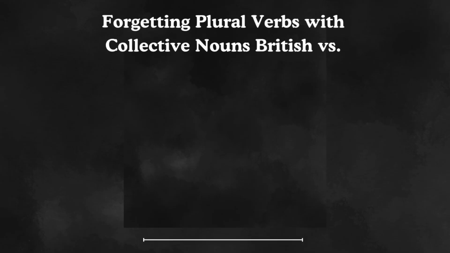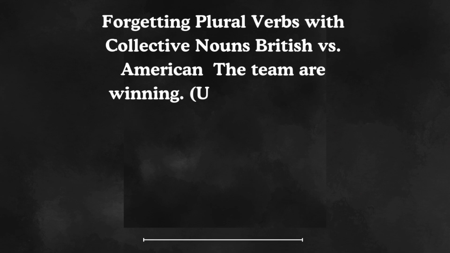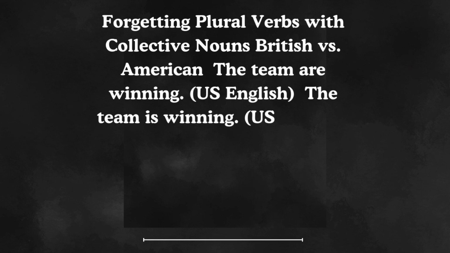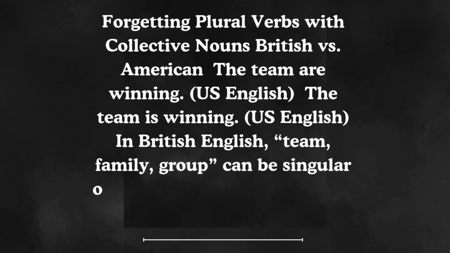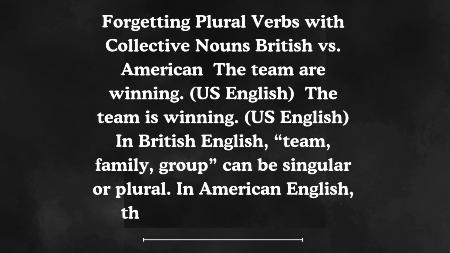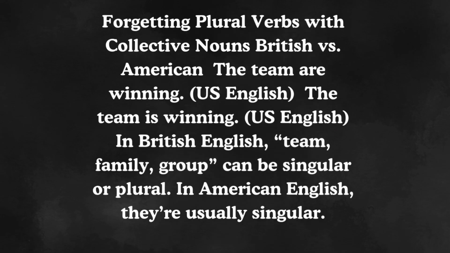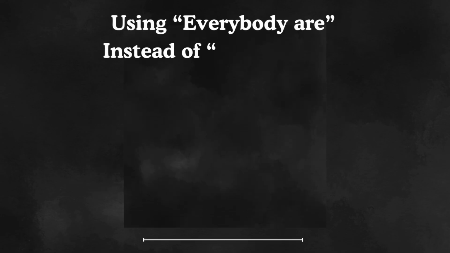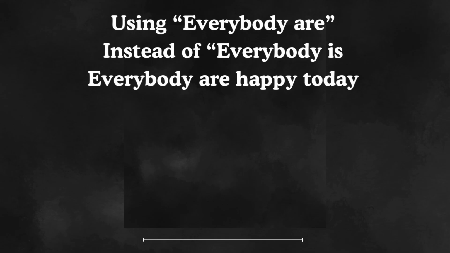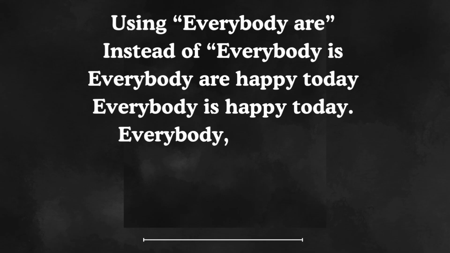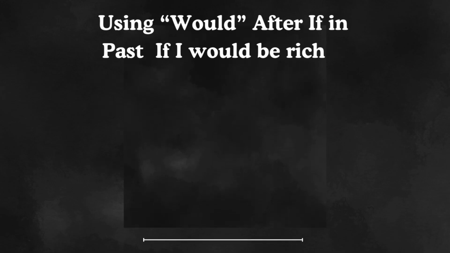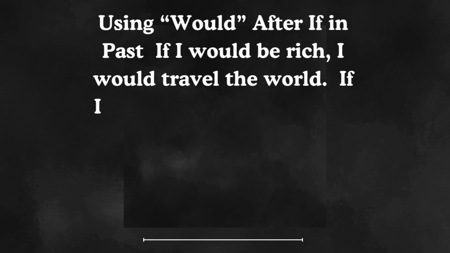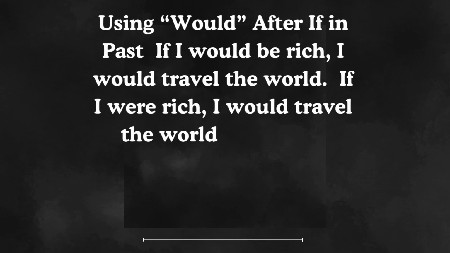Forgetting plural verbs with collective nouns. British versus American. The team are winning. U.S. English, the team is winning. In British English, team, family, group can be singular or plural. In American English, they're usually singular. Using everybody are instead of everybody is. Everybody are happy today. Everybody is happy today. Everybody, someone, anyone, nobody are always singular. Using would after if in past. If I would be rich, I would travel the world. If I were rich, I would travel the world.